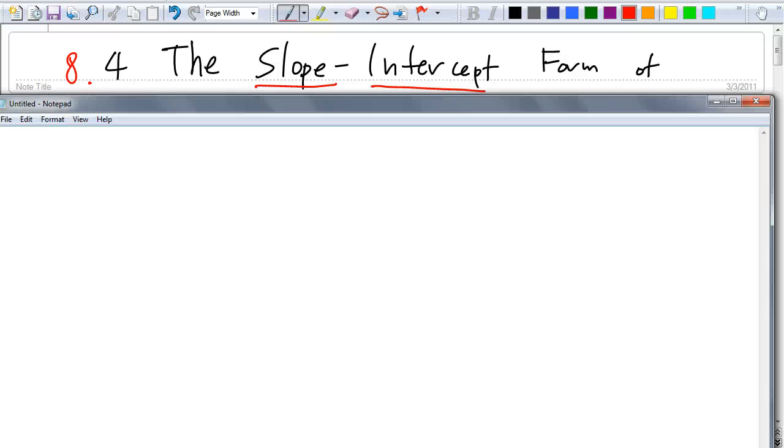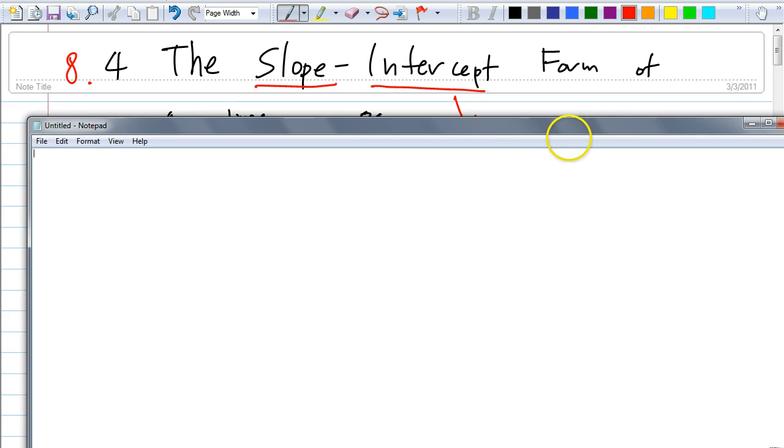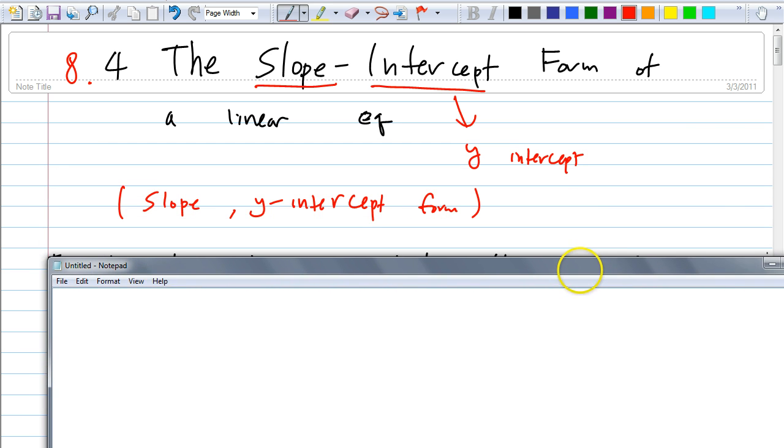Okay, today we're going to talk about slope-intercept form of a line, and also how to tell whether or not two lines are parallel or perpendicular using slope-intercept form. I think a lot of you already know what slope-intercept form is. Does anybody know what it is? Raise your hand. That's right. Y equals mx plus b.